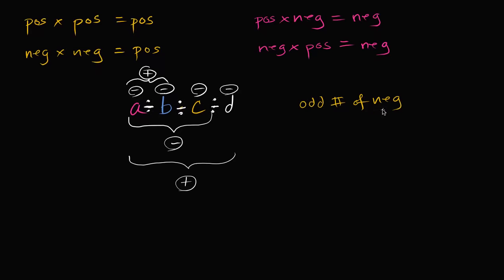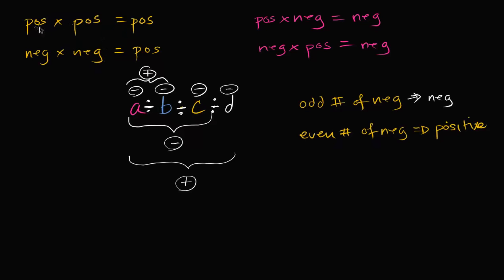If you have an odd number of negative numbers in your product or in your quotient, well, then you're going to have a negative value for the entire expression. If you have an even number of negatives, well, then the whole thing is going to be positive. And so you can view these as generalizations of what we just saw here.